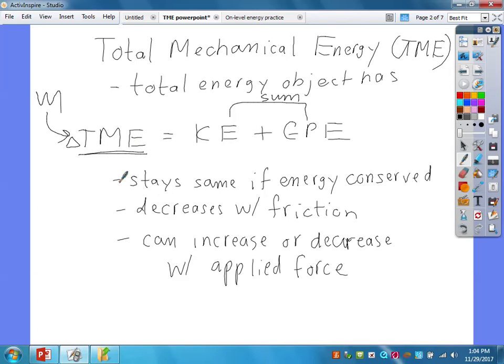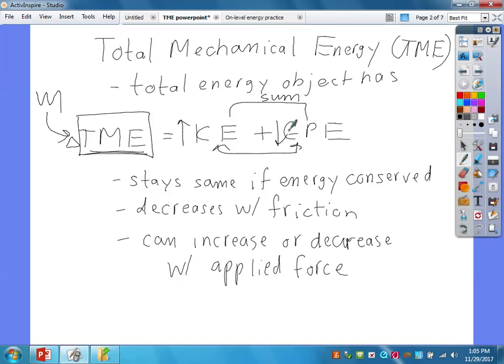The thing that is most confusing to people, though, is that I could have one total amount of energy, but the kinetic and gravitational can constantly be switching. What I'm saying there is, as one goes up, the other one must decrease, but they have to add up to the same amount, okay, if energy overall is conserved. So if energy is conserved, the total mechanical energy stays the same, but it doesn't mean the kinetic energy stays the same. It doesn't mean the gravitational stays the same, but the sum of those two together stays the same.